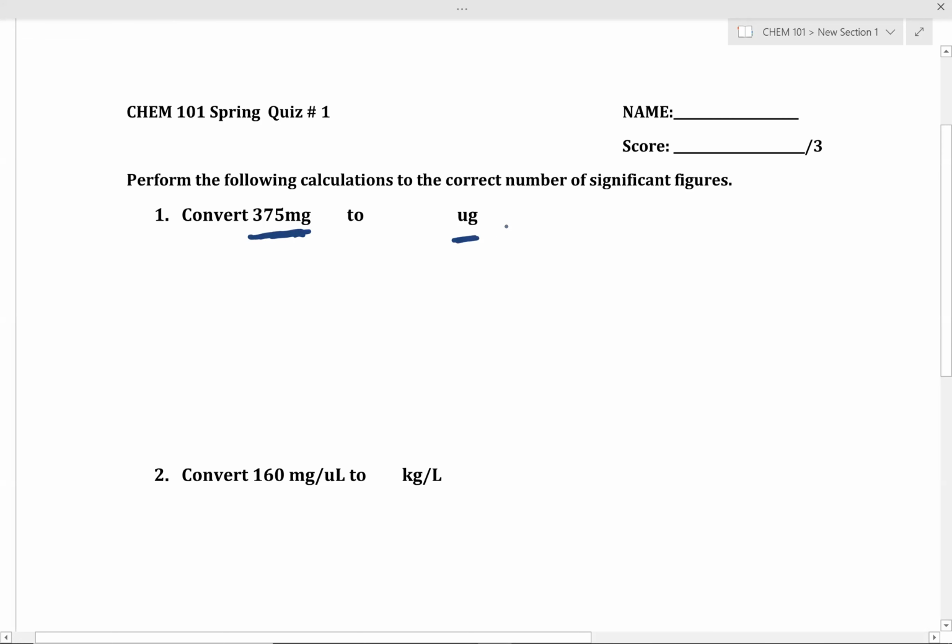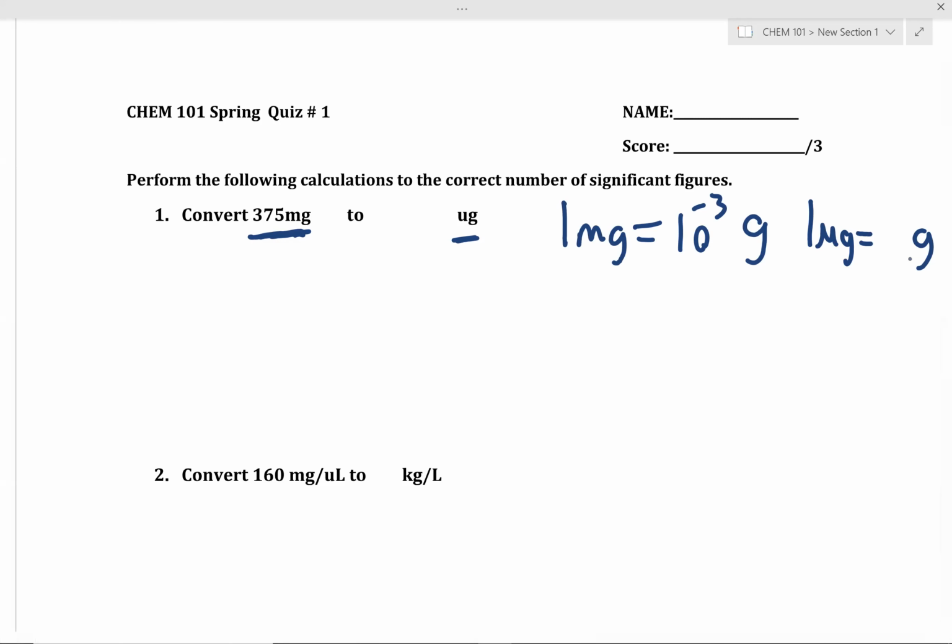Okay, let's write out our basic prefix to base unit conversion. So we know that 1 milligram is equal to how many grams? What does the milli prefix correspond to? Yep, 10 to the negative third. We also know that 1 microgram corresponds to how many grams? Negative 6. Micro is 10 to the negative 6.